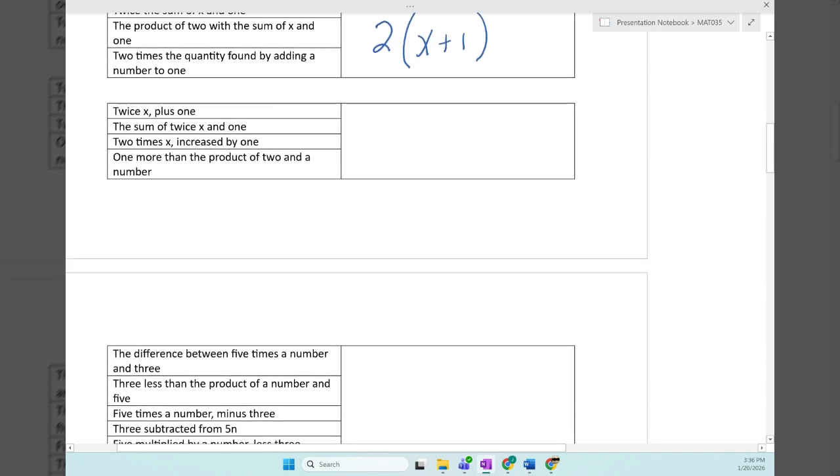Twice x plus 1. The sum of twice x and 1. 2 times x increased by 1. One more than the product of 2 and a number. So my first question is, is this the same or different than the one above it? This is actually very different because this is saying that we are giving 2 times x and then increasing by 1. And it is a very different statement from the one above it.